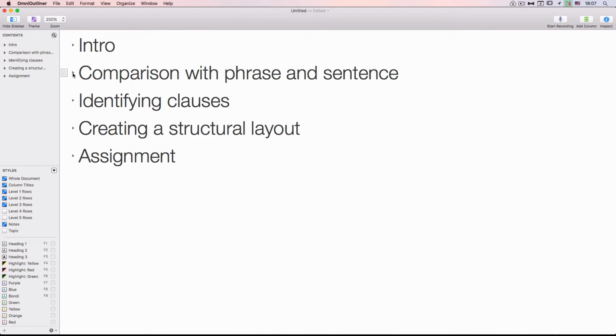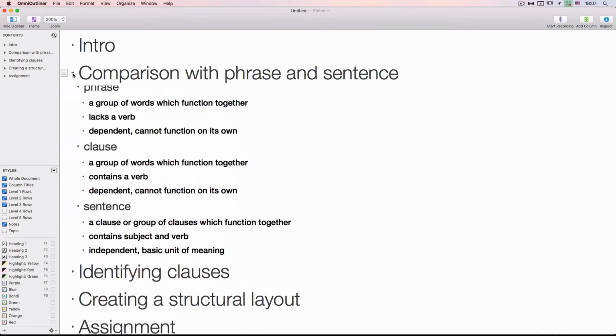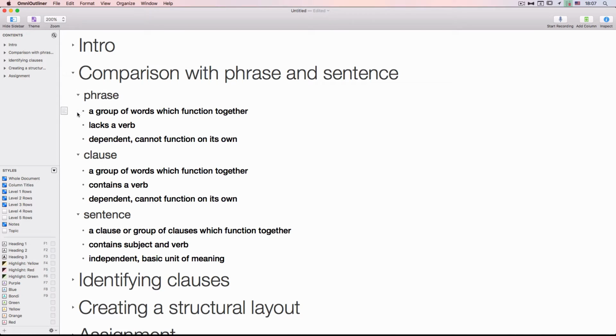Sometimes we use these terms a lot in grammar, and it's important to be able to define them. So I want to start that way. First, let's talk about a phrase. A phrase is a group of words which function together, but it lacks a verb. For example, the big dog. That's a group of words. They obviously are functioning together as an article, an adjective, and a noun, but they don't have a verb. It's not making any type of assertion.